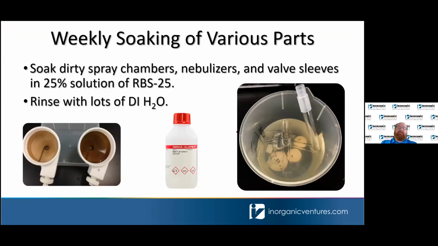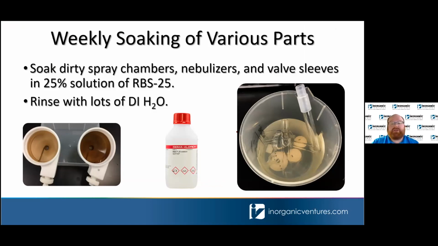Next is some basic maintenance that everyone should be doing. One of the things that we want to point out is that you can soak your spray chambers, nebulizers, and valve sleeves in a 25% solution of RBS 25. So that's that detergent solution I've got centered in this slide. 2.5% you can actually run through the system, but when you break everything down, 25% seems to be the right amount to recondition your glassware.